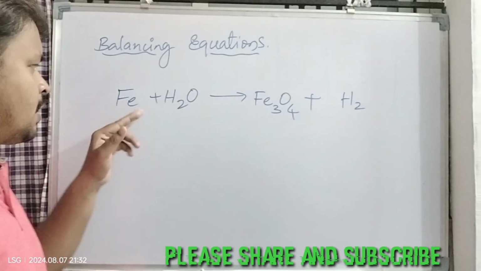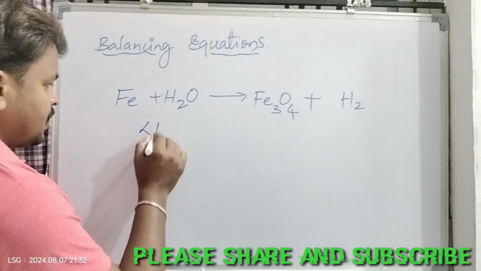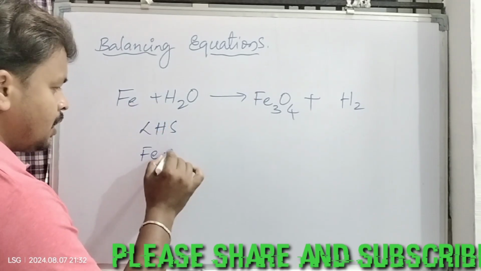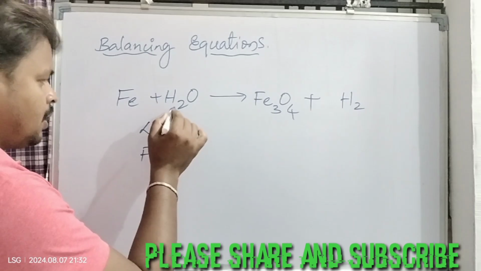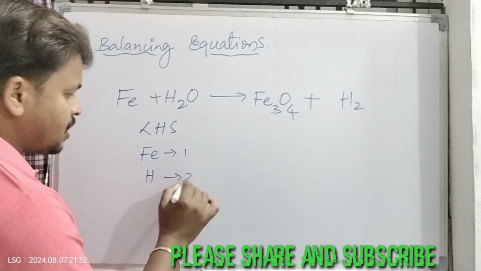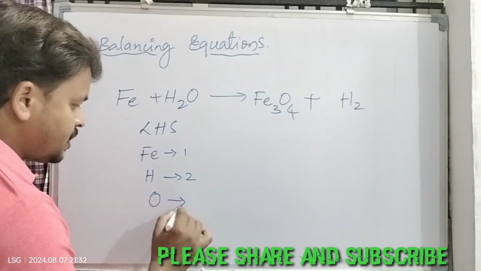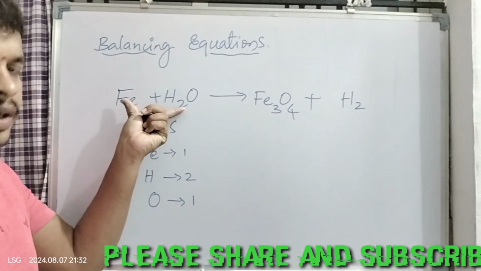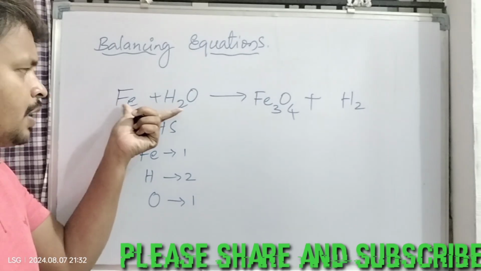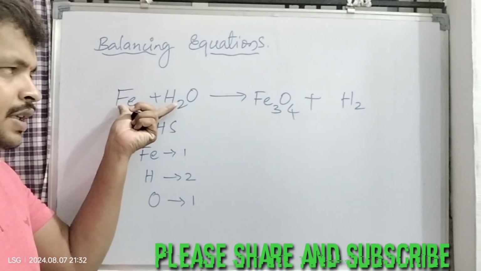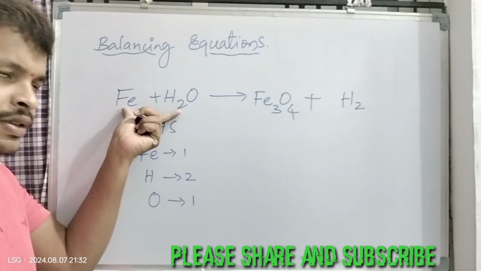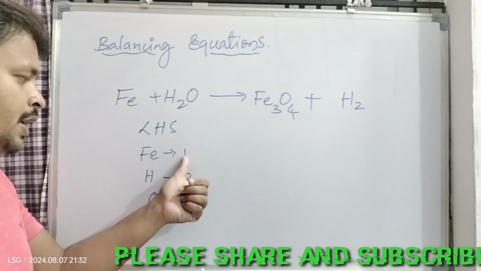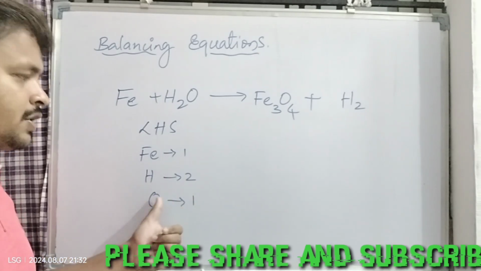Observe the left hand side: how many iron atoms are there? Here 1 iron atom, 2 hydrogen atoms and 1 oxygen atom. The reactants are what? Iron and water. Fe means iron, and it reacts with water here, so they are called reactants. In these two reactants, iron has 1 atom, hydrogen 2 atoms, oxygen 1.